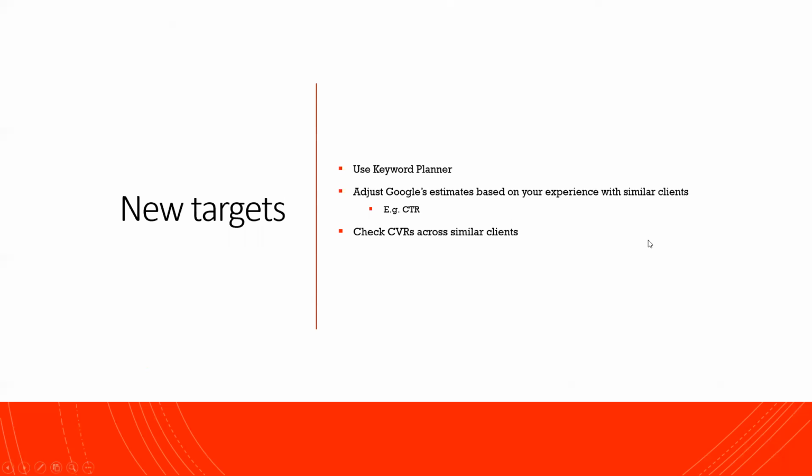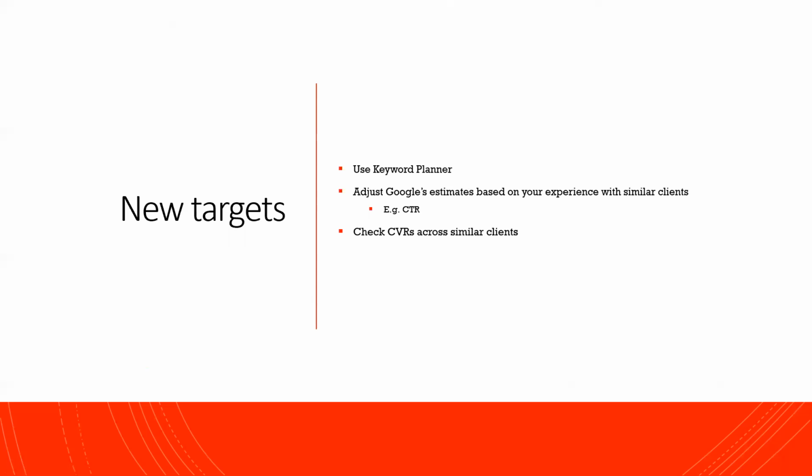Now, if you're looking at new targets, so new keywords you're forecasting or a brand new client, a brand new build, you have no data to go off of. You want to use Keyword Planner and use those estimates. And then you want to adjust those estimates. We don't want to take Google at its word because it's always wrong.